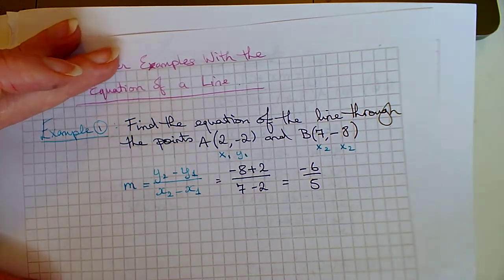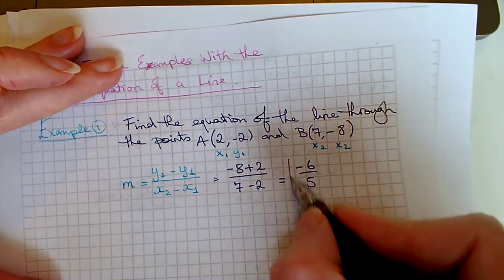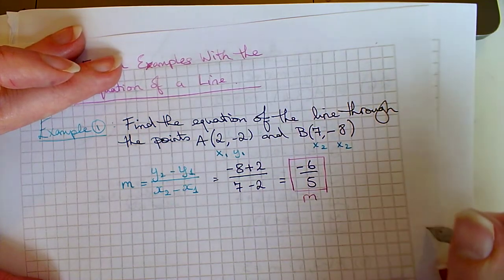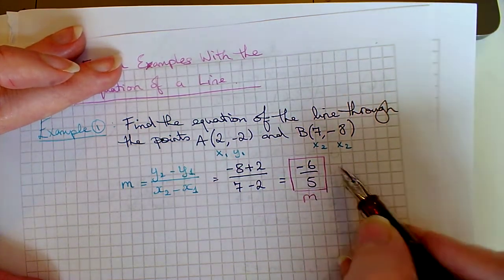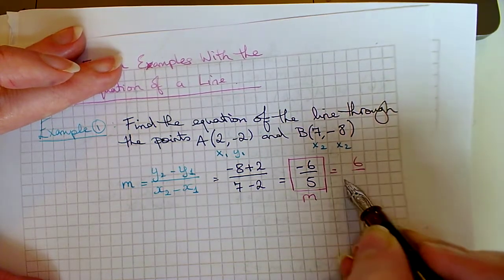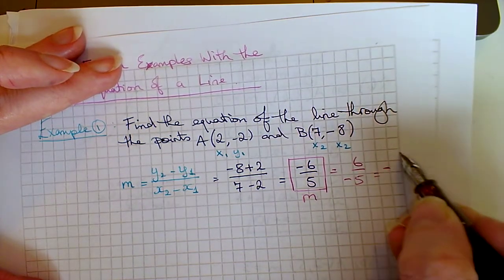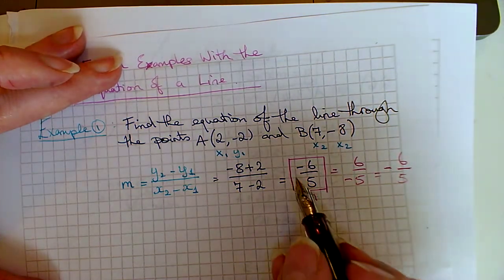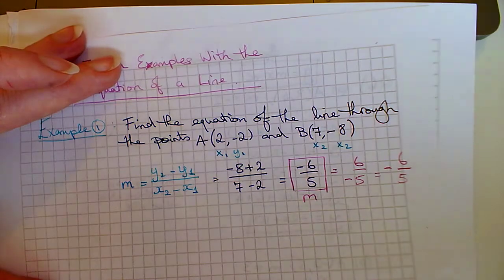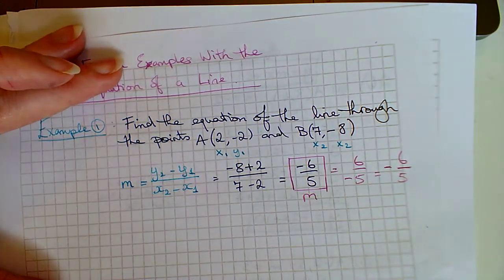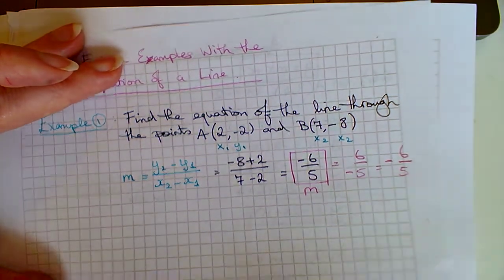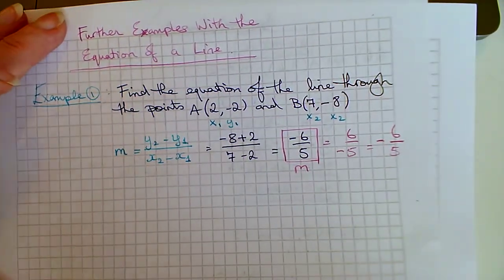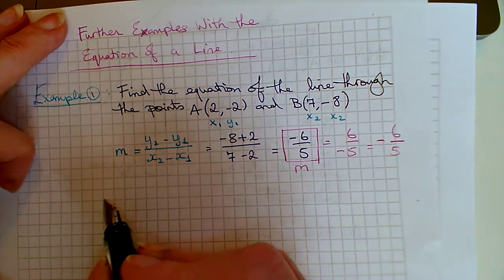Remember, this is going to be my m, and it doesn't matter where we put the minus sign. So this is the same as 6 over -5, or the minus in the middle. But I always put the minus on top of the fraction. So we get used to that, because if we do that, it keeps things consistent and we can all work things out the same way and we won't make mistakes and you won't forget where the minus is.